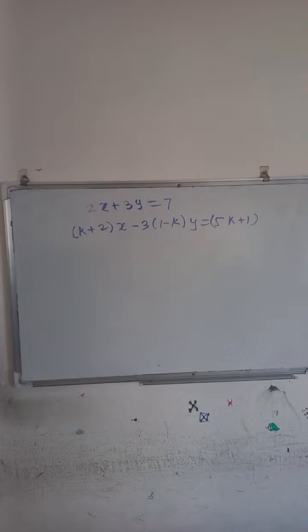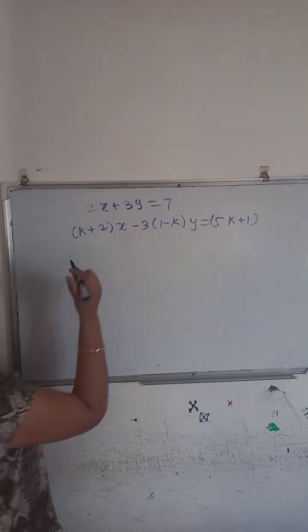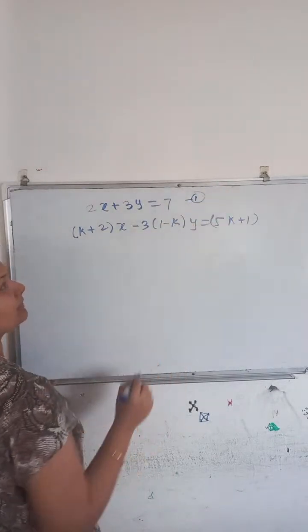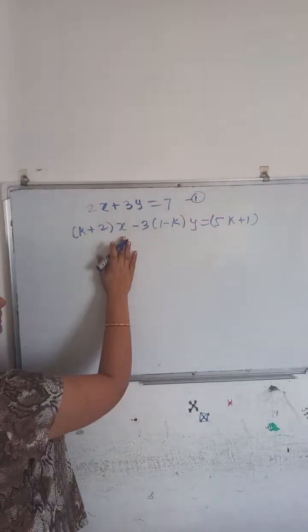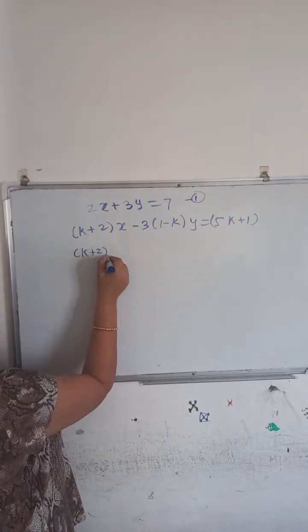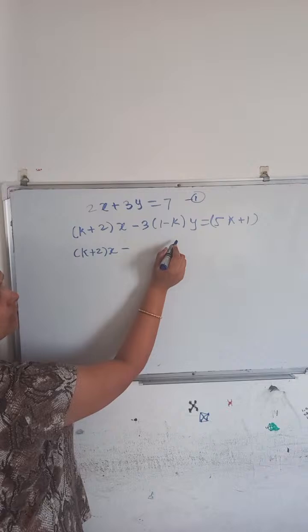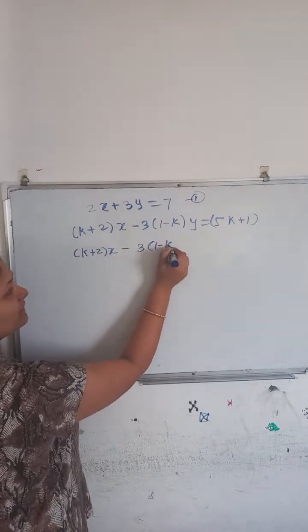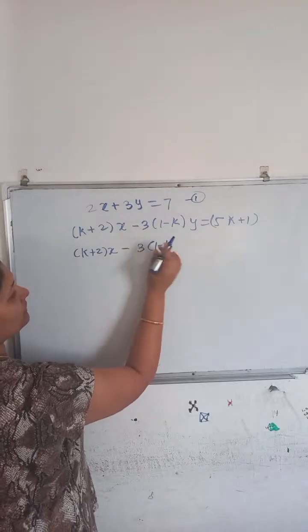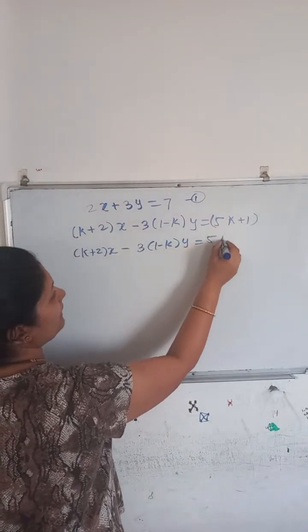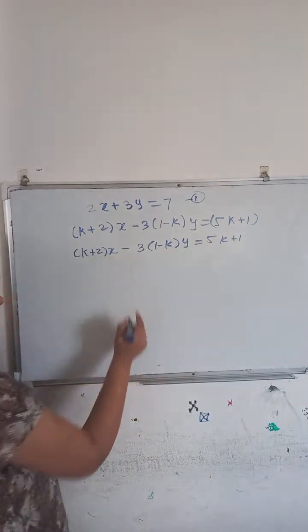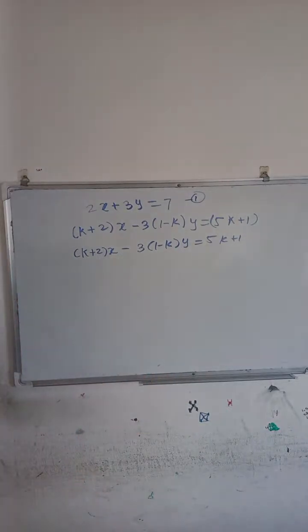Okay, I will explain. So here equation 1 is very straightforward. And equation 2 is k plus 2 x minus 3 times 1 minus k y, you can multiply or keep it as it is, equal to 5k plus 1. I think maybe you people have made a mistake over here. What I am saying, the condition is what?